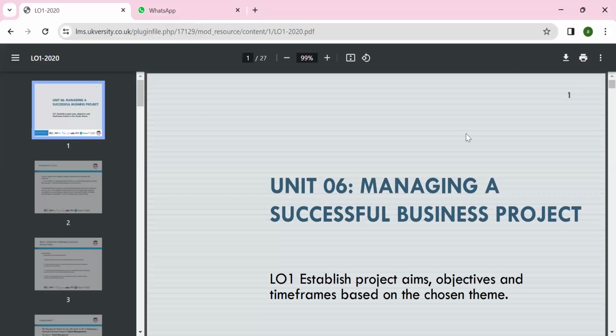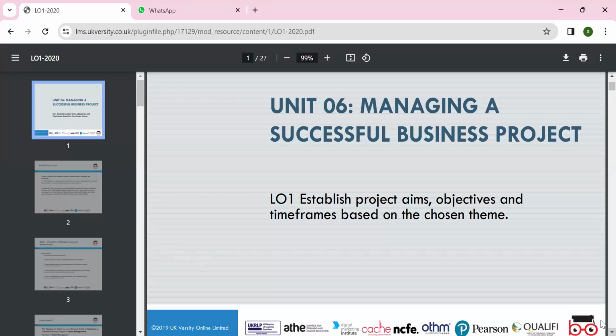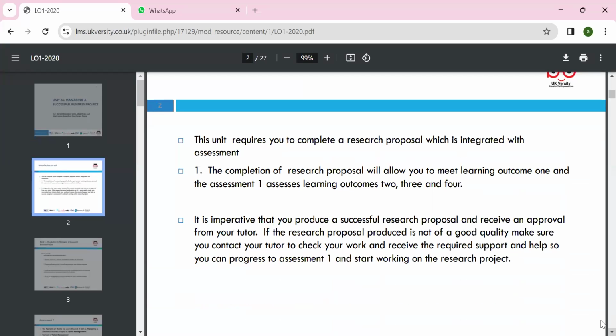Okay, welcome. We'll start. So it establishes the project, objective and time frame based on the chosen theme. So that will be in our project. This unit, as we discussed, the importance of the unit, how this unit will help you to develop your skills, how we can develop the knowledge and awareness of the project, and we will do assessment and start working on the project.